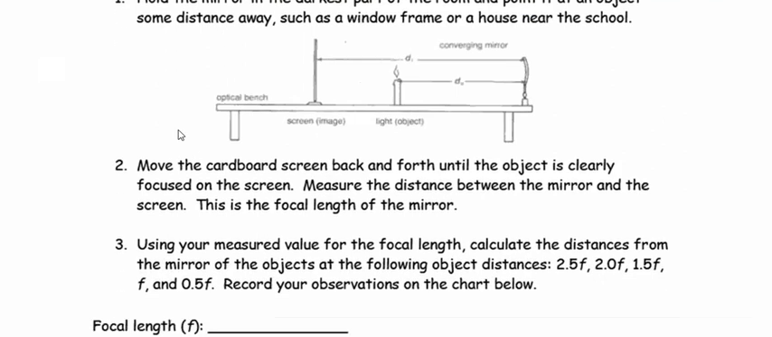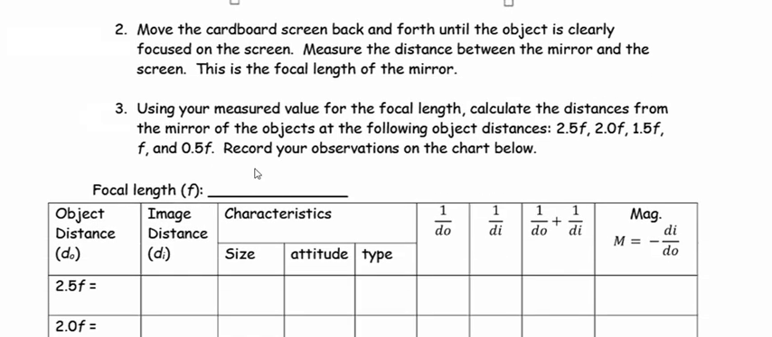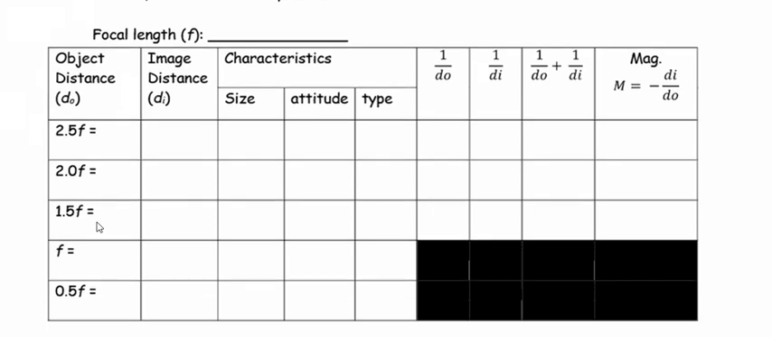And so we can skip all of this, and whatever we have our simulation at, we'll write down the focal length, and then we'll place our object at these distances. So 2.5 times the focal length. So if the focal length was at 10, then we place this at 25. And then double the focal length, 1.5 times the focal length, at the focal length, and then half the focal length. And we'll be able to measure the image distance.